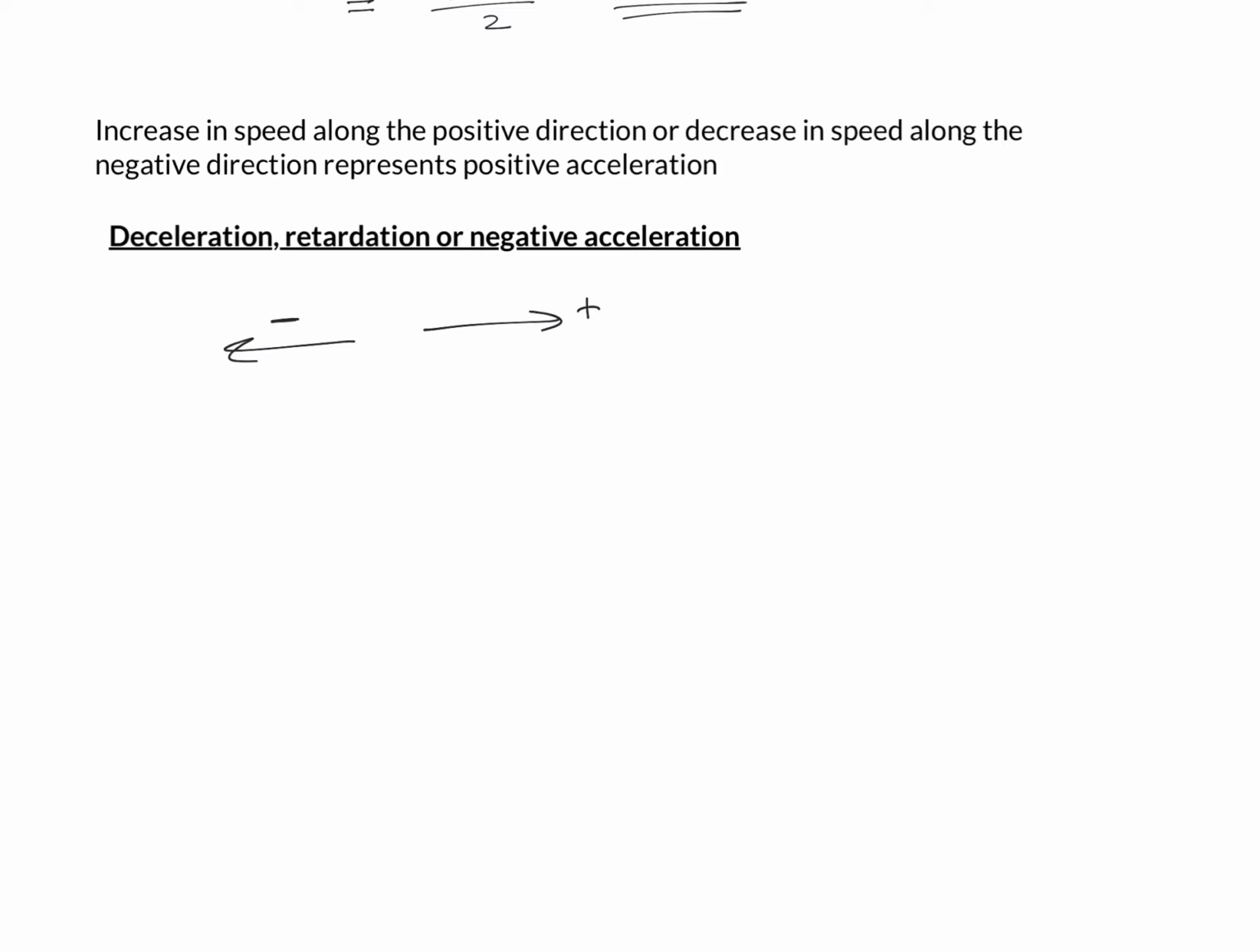So over here, assume that a particle is moving towards right. Its initial speed was 20 meter per second when time is equal to 0, and its velocity becomes equal to 10 meter per second when time is equal to 2 seconds. So over here you can observe that speed of the particle is decreasing.